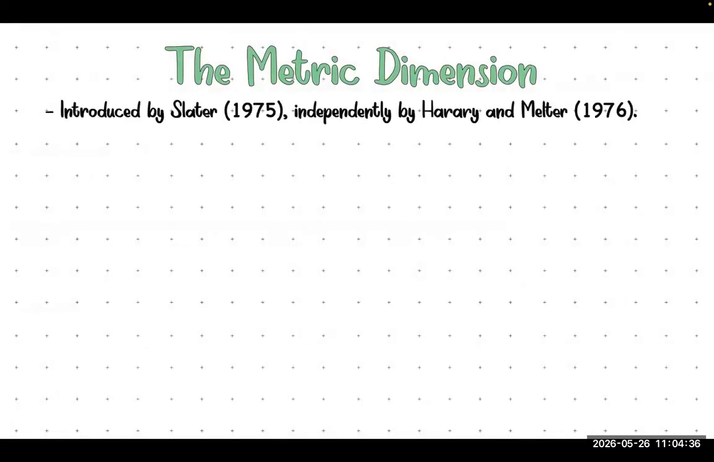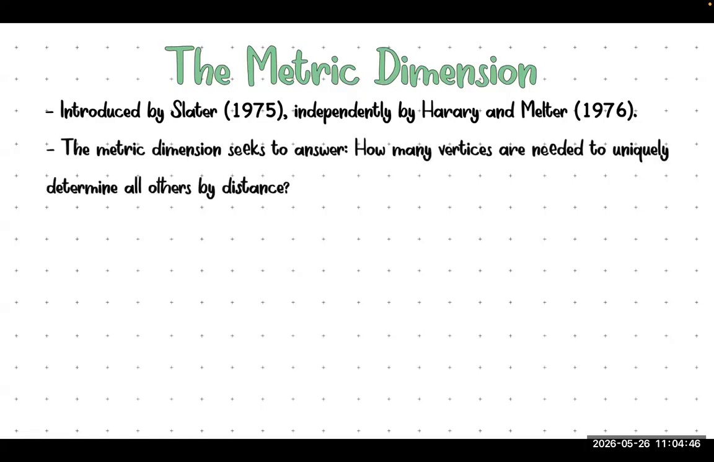So the metric dimension was introduced by Slater and Harary and Melter independently. They both had different reasons why they wanted to do it. But the metric dimension seeks to answer how many vertices are needed to uniquely determine all the others by distance.